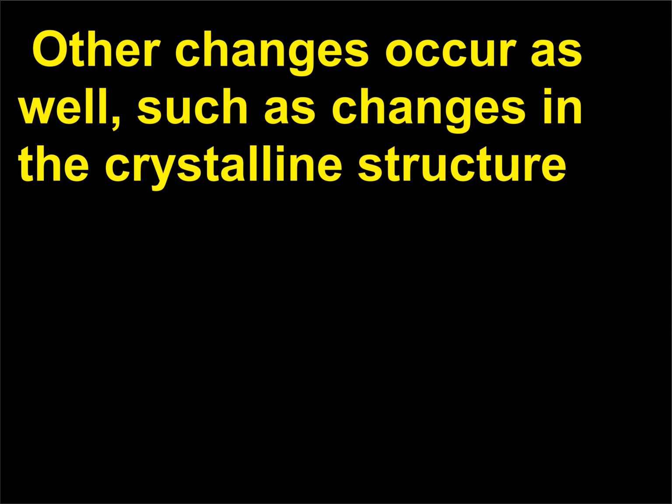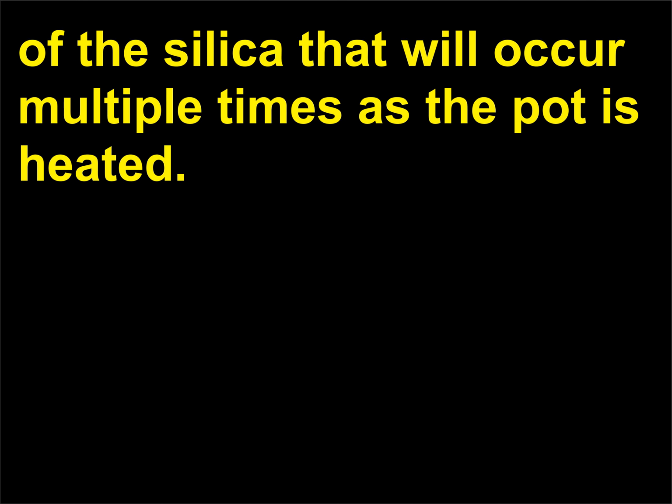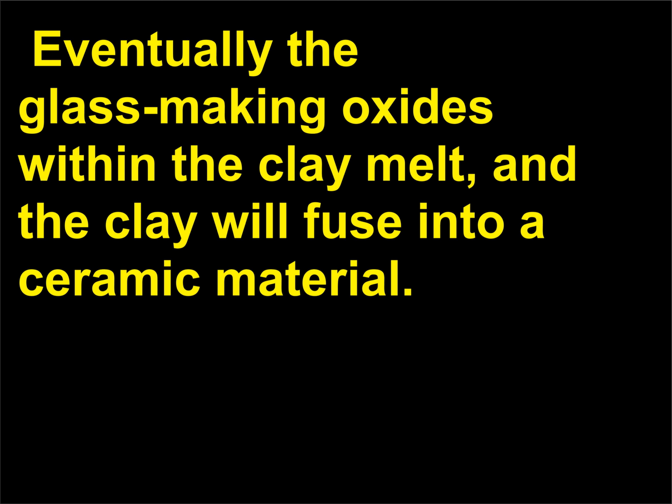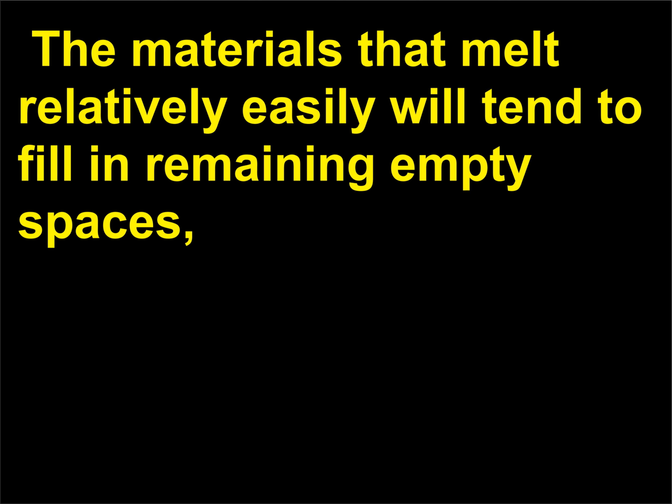Other changes occur as well, such as changes in the crystalline structure of the silica that will occur multiple times as the pot is heated. Eventually, the glass-making oxides within the clay melt, and the clay will fuse into a ceramic material. The materials that melt relatively easily will tend to fill in remaining empty spaces, strengthening the final product.